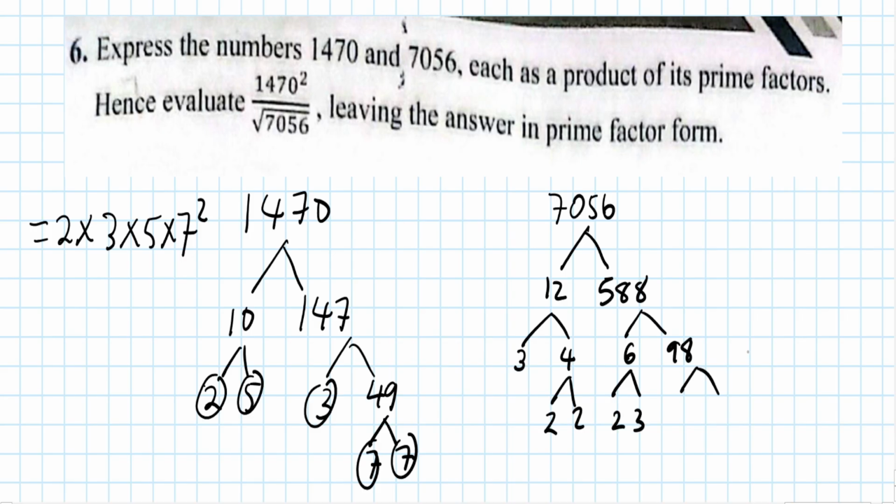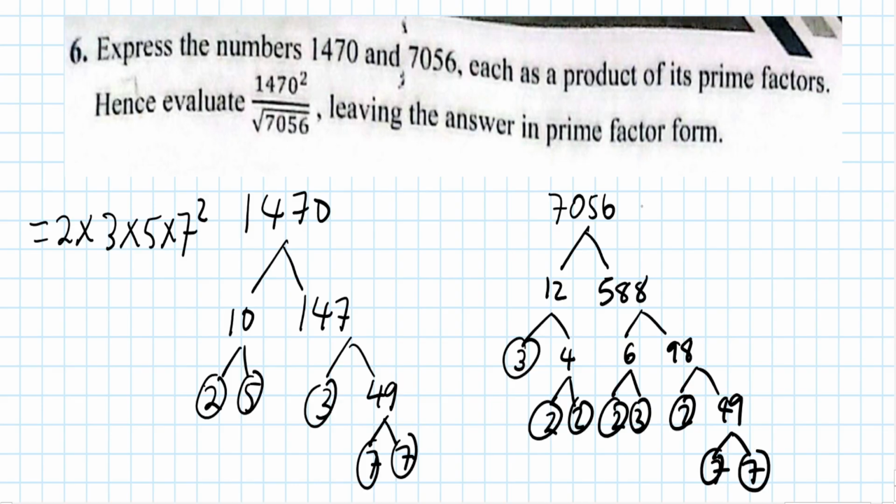What about 98? Let's just divide by 2. Divide by 2 is going to give you 49 and 2. So 7 and 7. So just take the prime factors. These are the prime factors. These are prime numbers, obviously. So those are your prime factors.